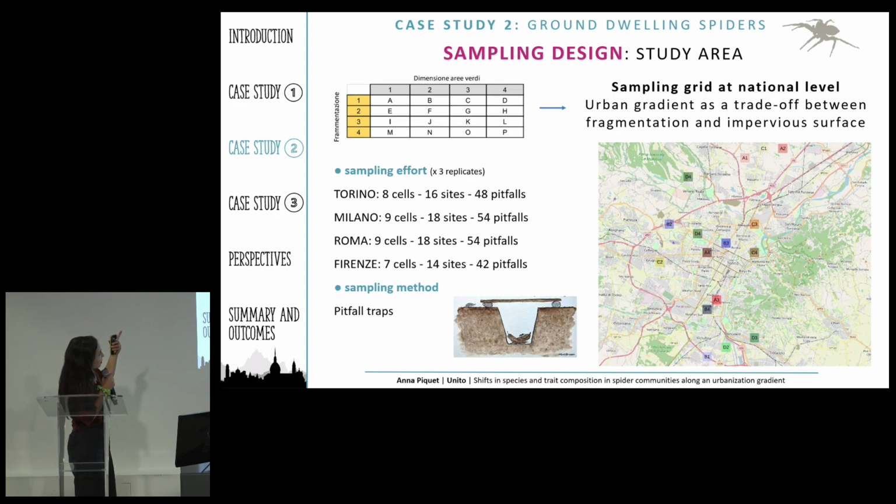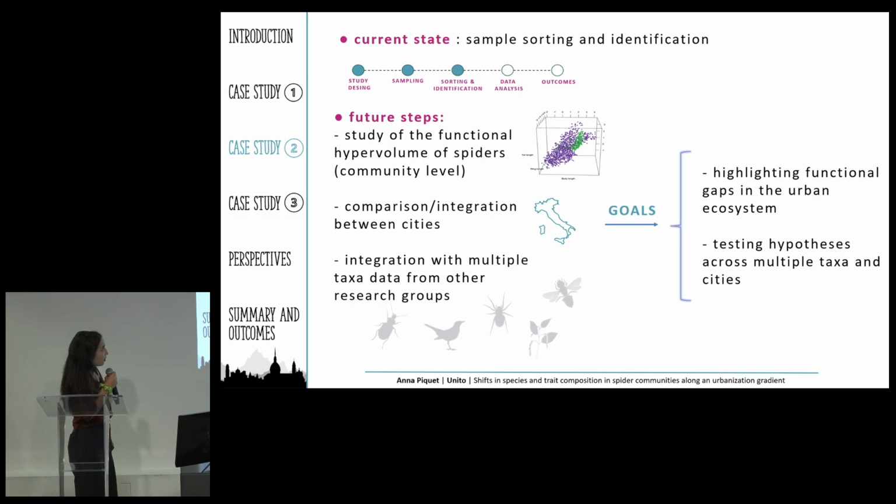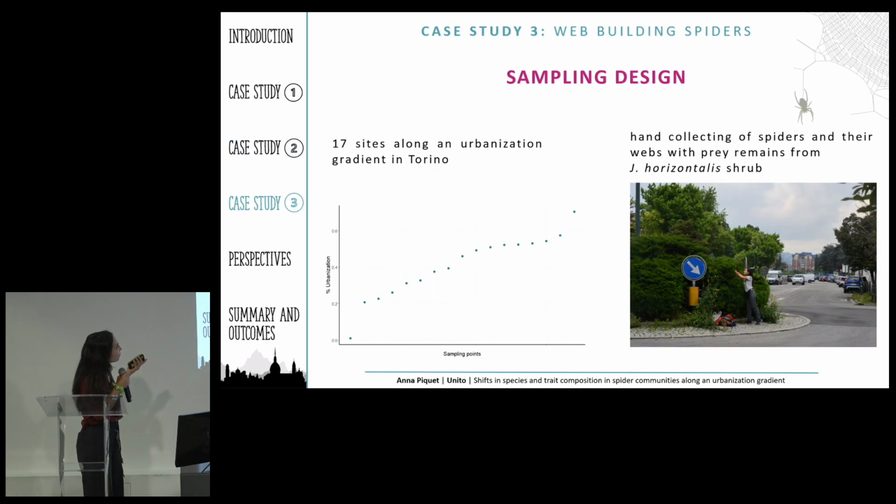This grid is in fact a trade-off between the fragmentation of the habitat and the impervious surface. I'm now sorting and identifying spiders at species level in this study, and the future step would be building a functional hypervolume of the spiders at community level, the comparison and integration with data coming from the other cities, and also, if possible, the integration of our data with multiple taxa data from other research groups.